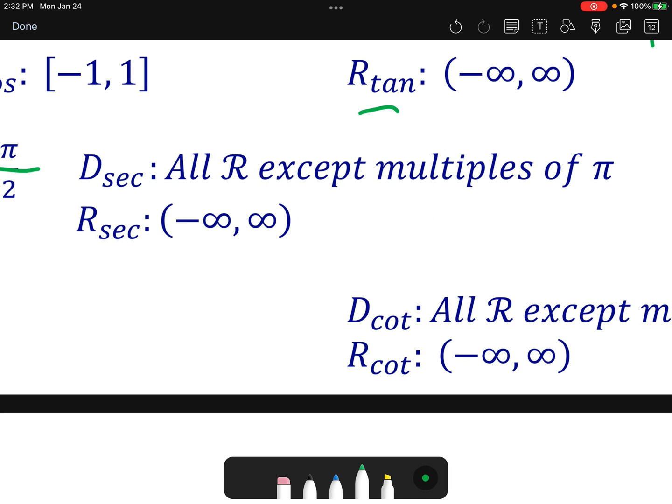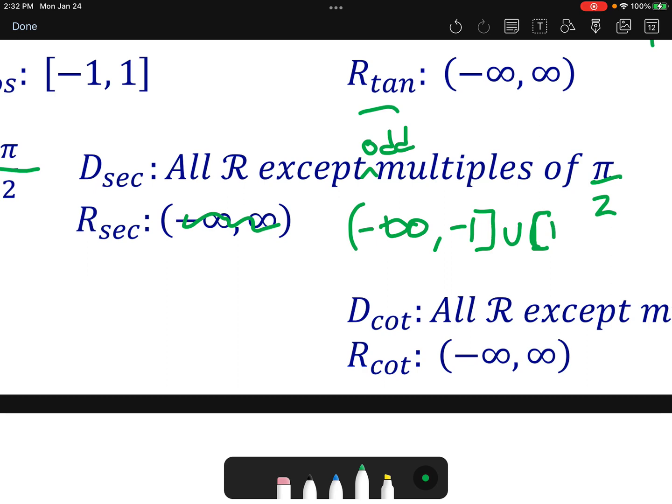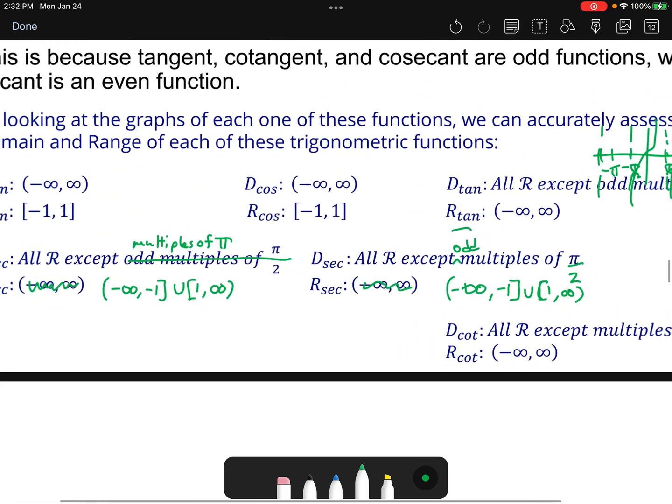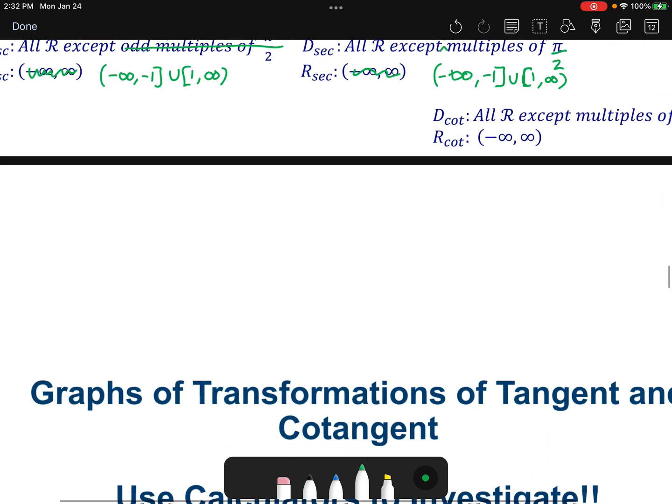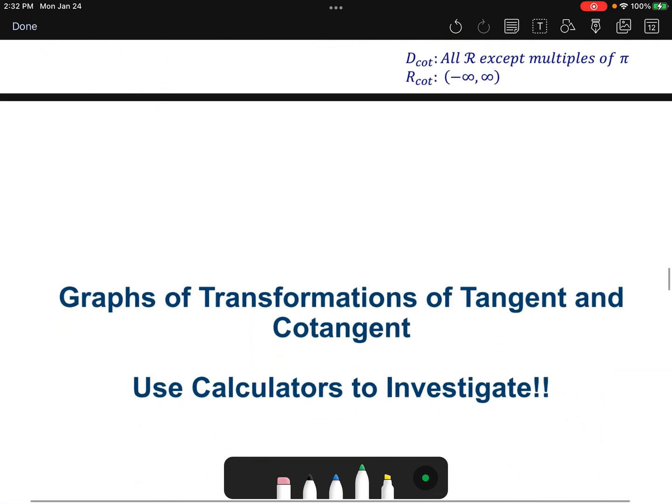So then secant is 1 over cosine, zoom 7. And that is all reals except, let's see, odd multiples of pi over 2. But again, the range is negative infinity to negative 1, bracket, union, bracket, 1 to infinity. Okay, so we got to make sure and clean that up. Those are wrong. But looking at the graphs, we can definitely correct them. That's what's nice about it.